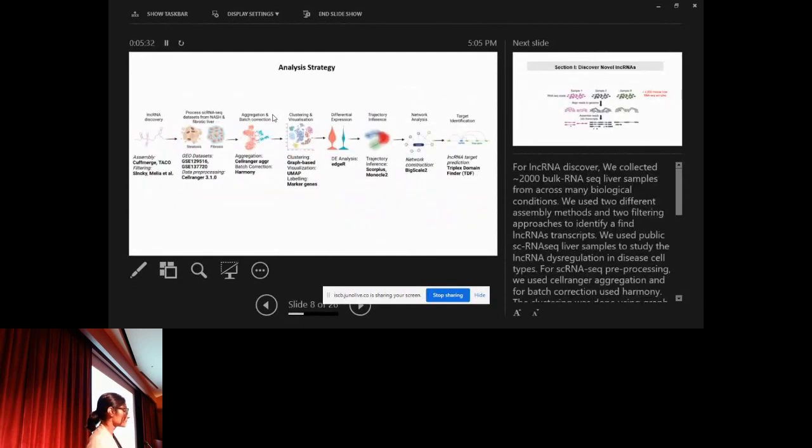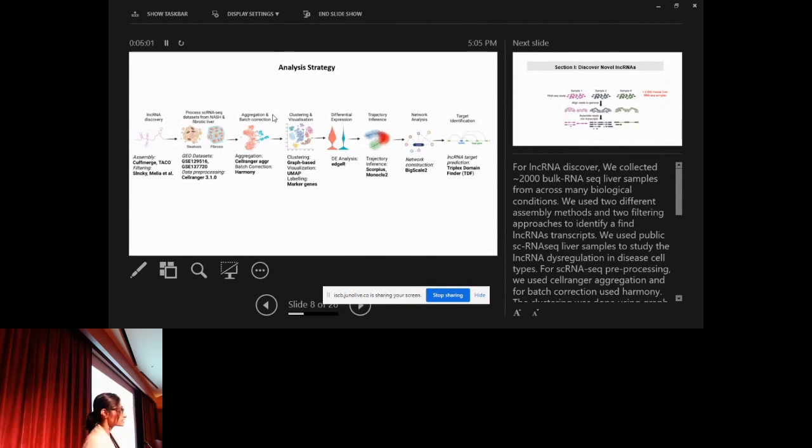Just a quick review about the analysis strategy here. For the discovery of lncRNAs, since they're highly specific, we have our own comprehensive list that we have discovered. The way to do that is basically to use bulk RNA-seq datasets. I have used about 2,000 bulk RNA-seq datasets across 68 different conditions that helped us to find that set. And then all the analysis for single cell has been done using public datasets that have been published in the past few years that we have accumulated.